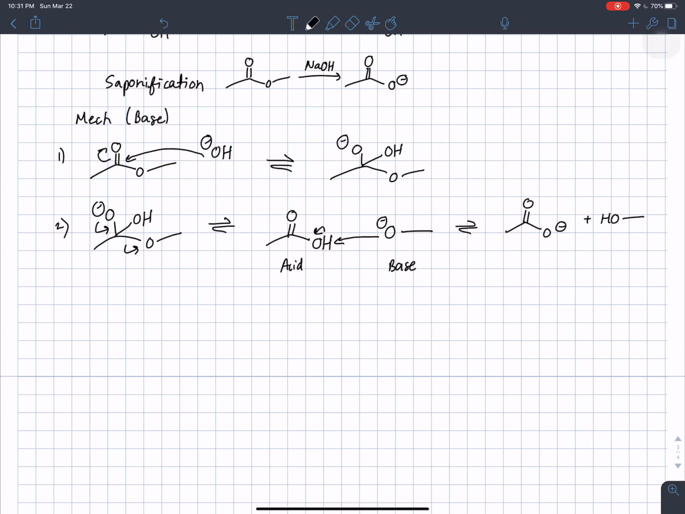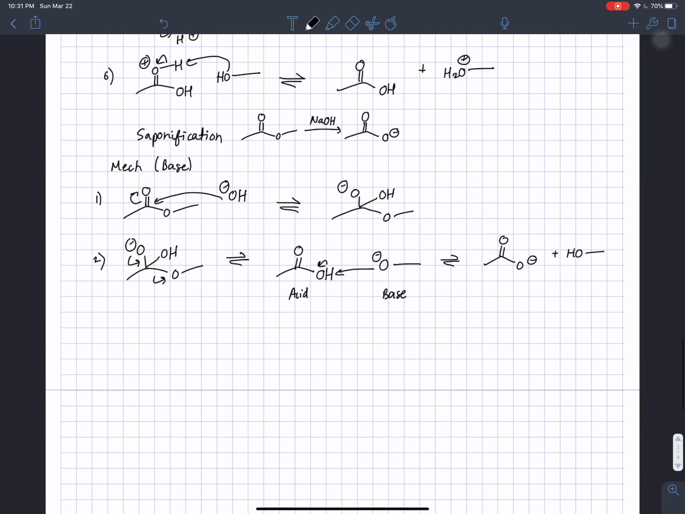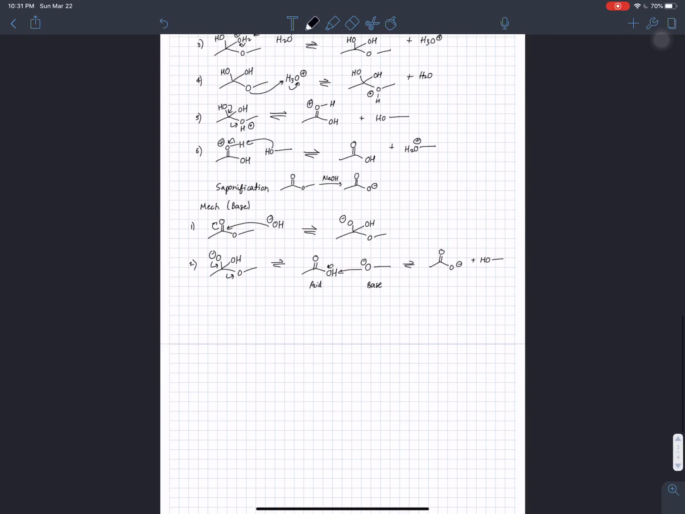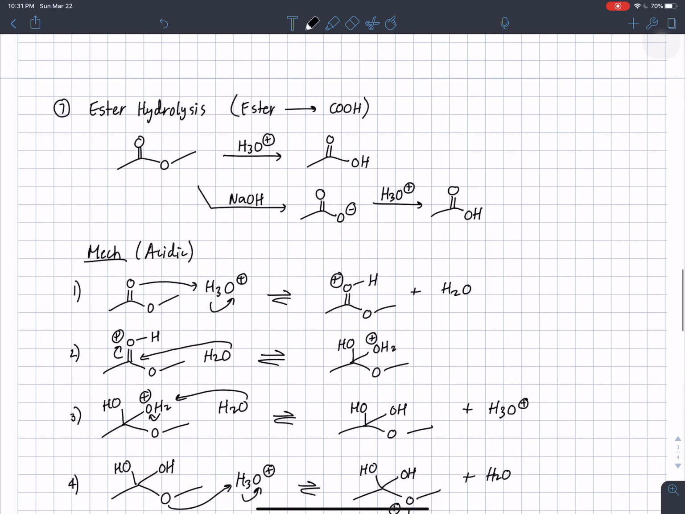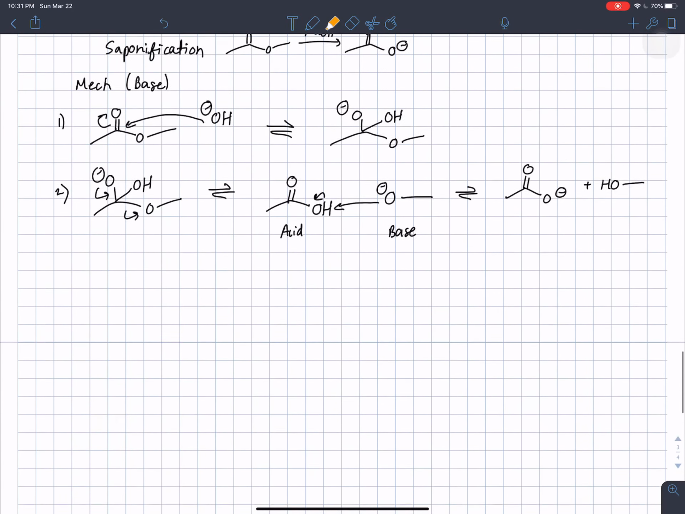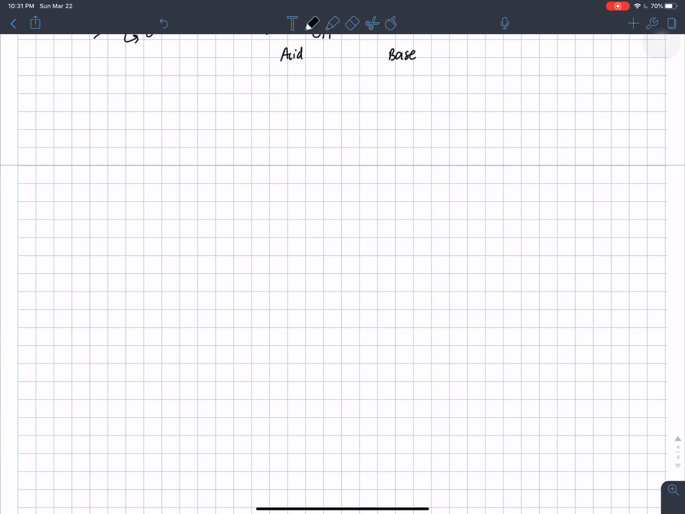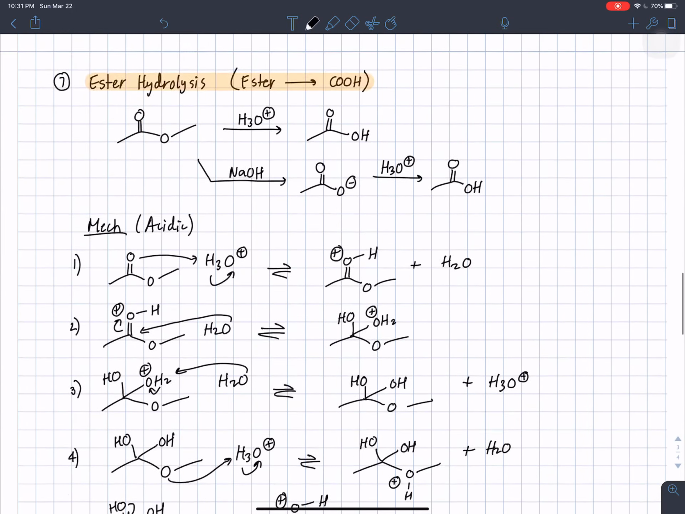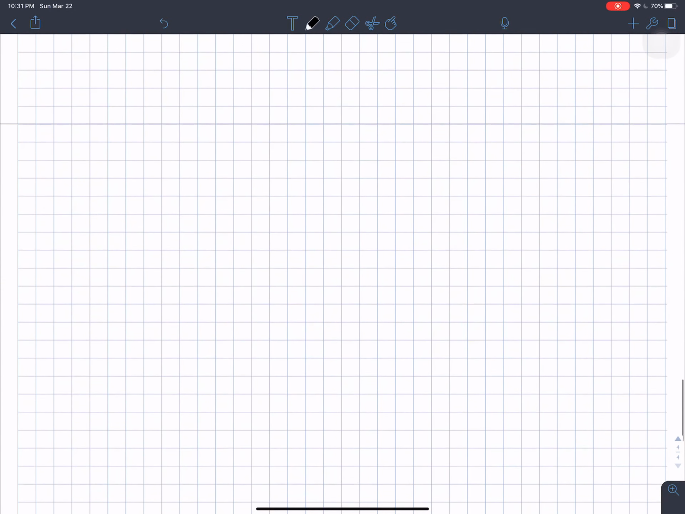Alright, so that was how you break an ester, so go from an ester to a carboxylic acid. Let's take a look at a reaction that forms an ester. So I don't know what number we're at. Number 8. Let's do that. So number 8 is called esterification. It's how you make an ester.